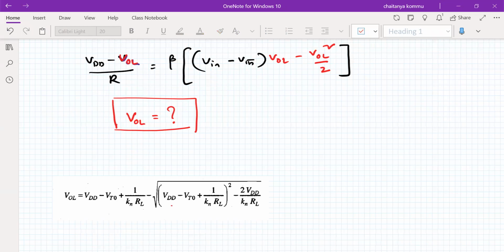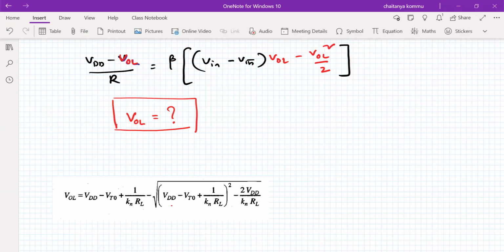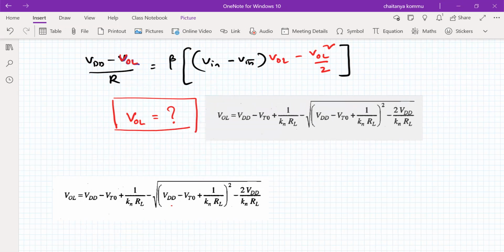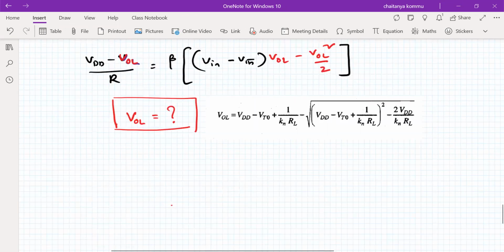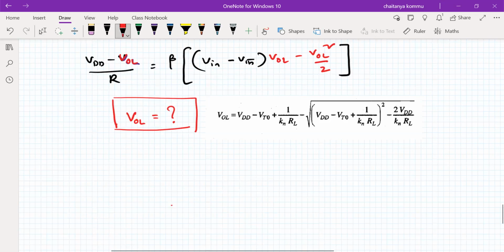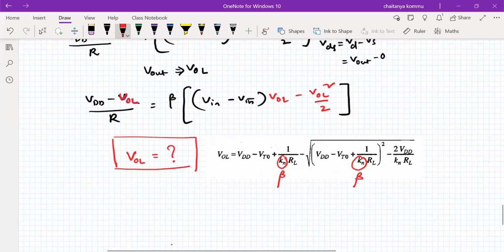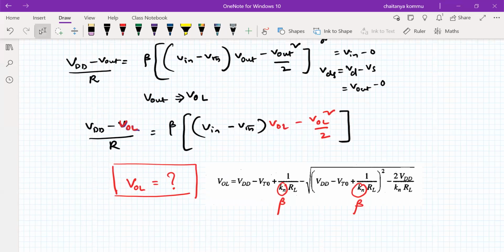So this is the equation that you will get here. Don't worry about it. This one is nothing but beta, and here also it is beta. RL is nothing but R only, I have considered. Please try to solve this problem and come to the next class.